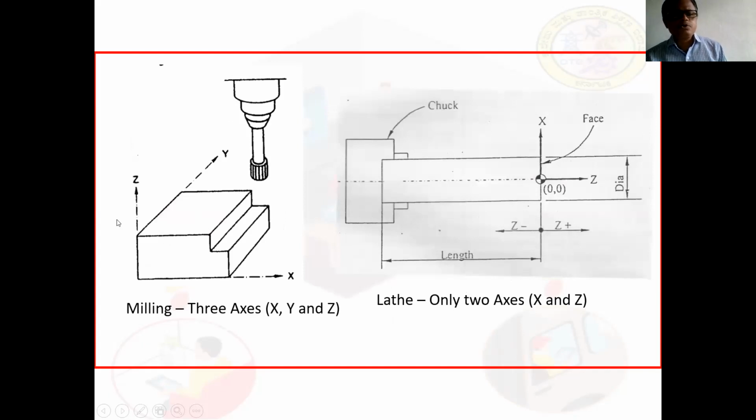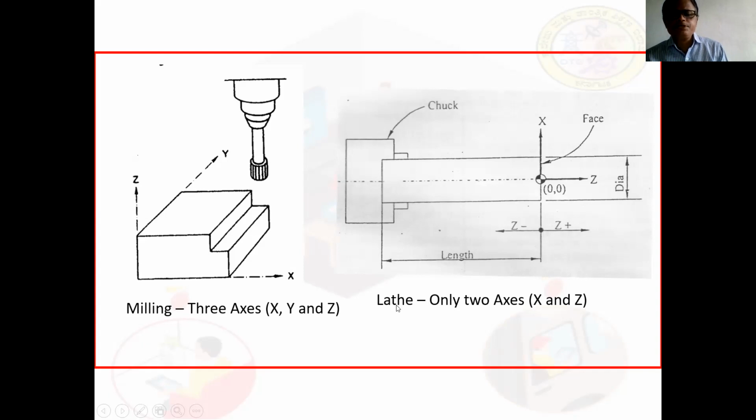So we have shown both milling as well as lathe machine to understand X, Y, and Z axis. In case of a milling machine, the Z axis is vertical, as you can see here, because the axis of rotation of this spindle is vertical. And the X axis, which is perpendicular to Z axis, is related to the movement of the table. It is positive in this direction. Then the Y axis is perpendicular to both X and Z axis. So in milling, you have three axes, X, Y, and Z.